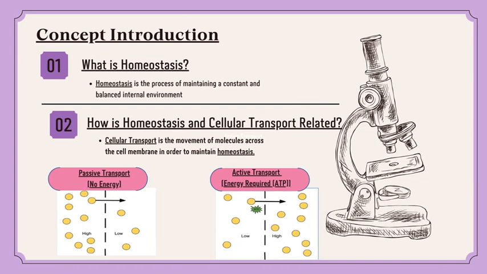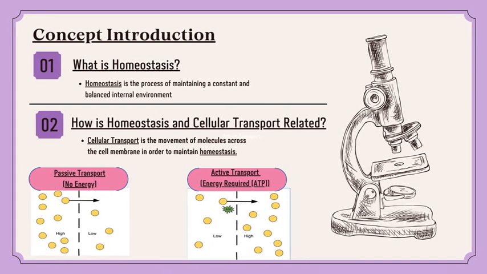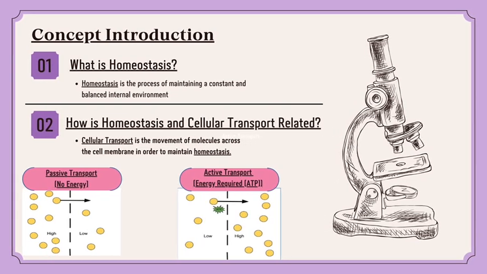So homeostasis is the process of maintaining a constant and balanced internal environment. So how exactly is this related to cellular transport? Well, cellular transport is the movement of molecules across the cell membrane in order to maintain homeostasis. In other words, cellular transport moves molecules across the cell membranes to maintain a constant and balanced state within the body. There are two types of cellular transports.